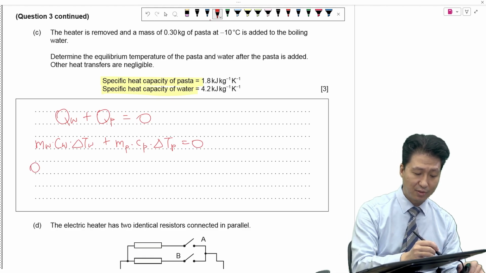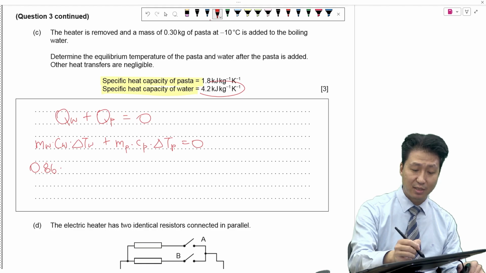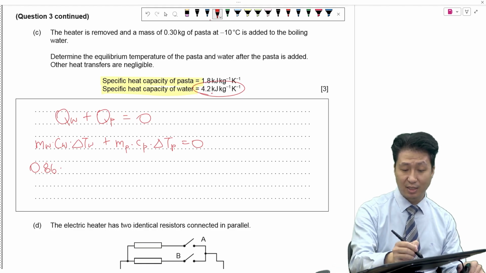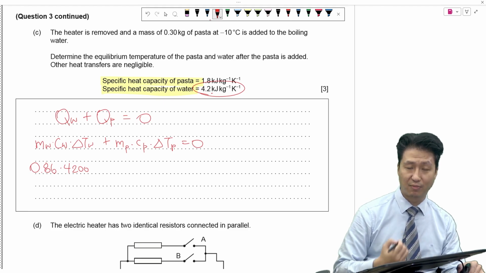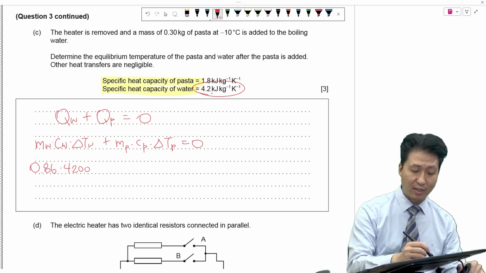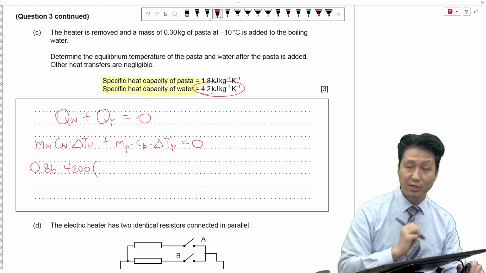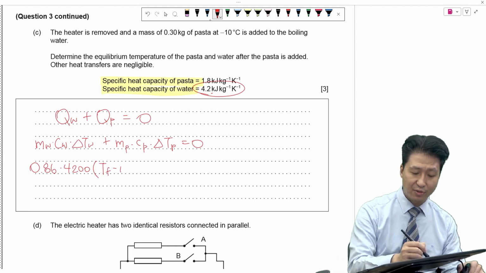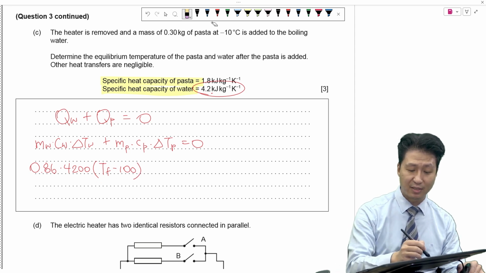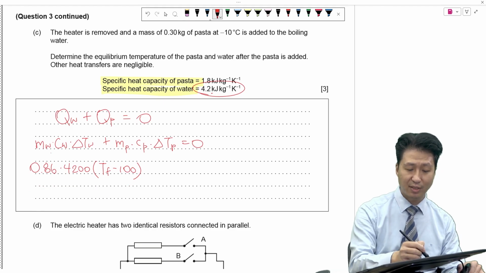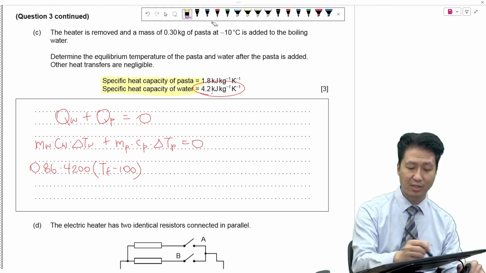If you put in the values, the water remaining we said was 0.86 kilograms times the heat capacity of the water. This is in kilojoules, so it's 4,200 joules per kilogram Kelvin. Now the change in temperature, if you use this format, is always the final temperature minus initial temperature. Notice that because the final temperature is lower, this whole term would be a negative number, which is required because we need a negative plus a positive to equal 0.